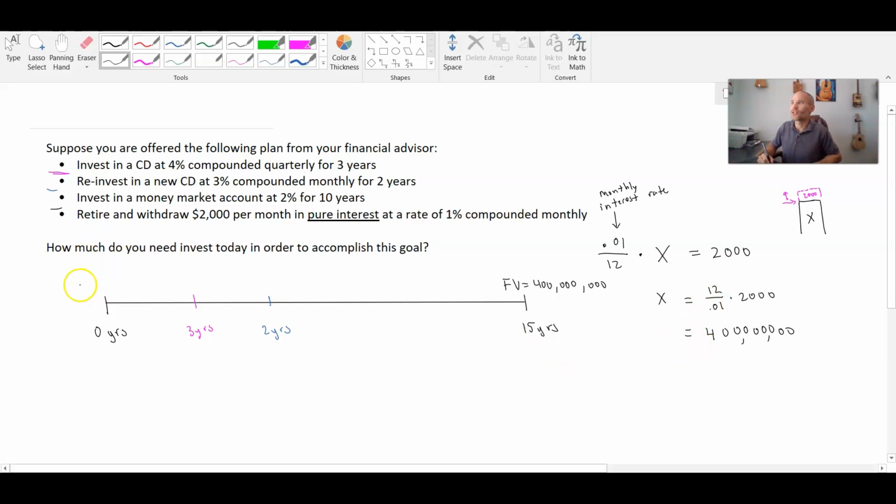Now I've got to work backwards. The question is, how much do I need to invest today? I need to get this original present value. Now, unfortunately, I can't just use the TVM solver to say 15 years and calculate the present value based on some interest rate, because the interest rate continues to change over these periods. So what I'm going to have to do is, first of all, think about this 13-year window right here.